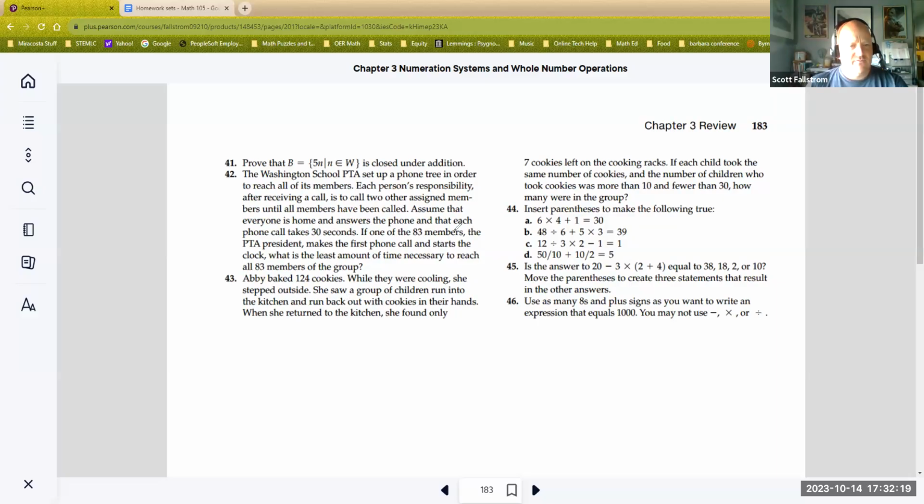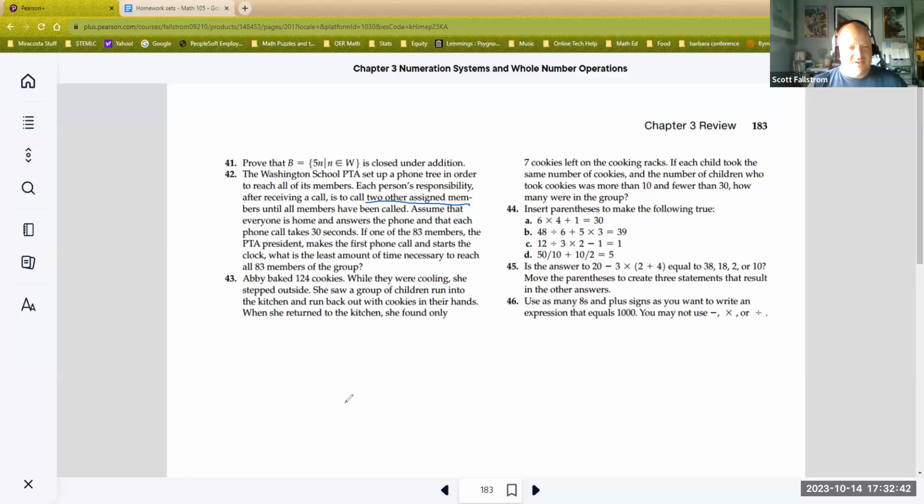42. Let's see here in 42. If one of the 83 members, the president, makes the first phone call and starts the clock, each person's responsibility after the call is to call 2 other assigned members until all members have been called. Okay.